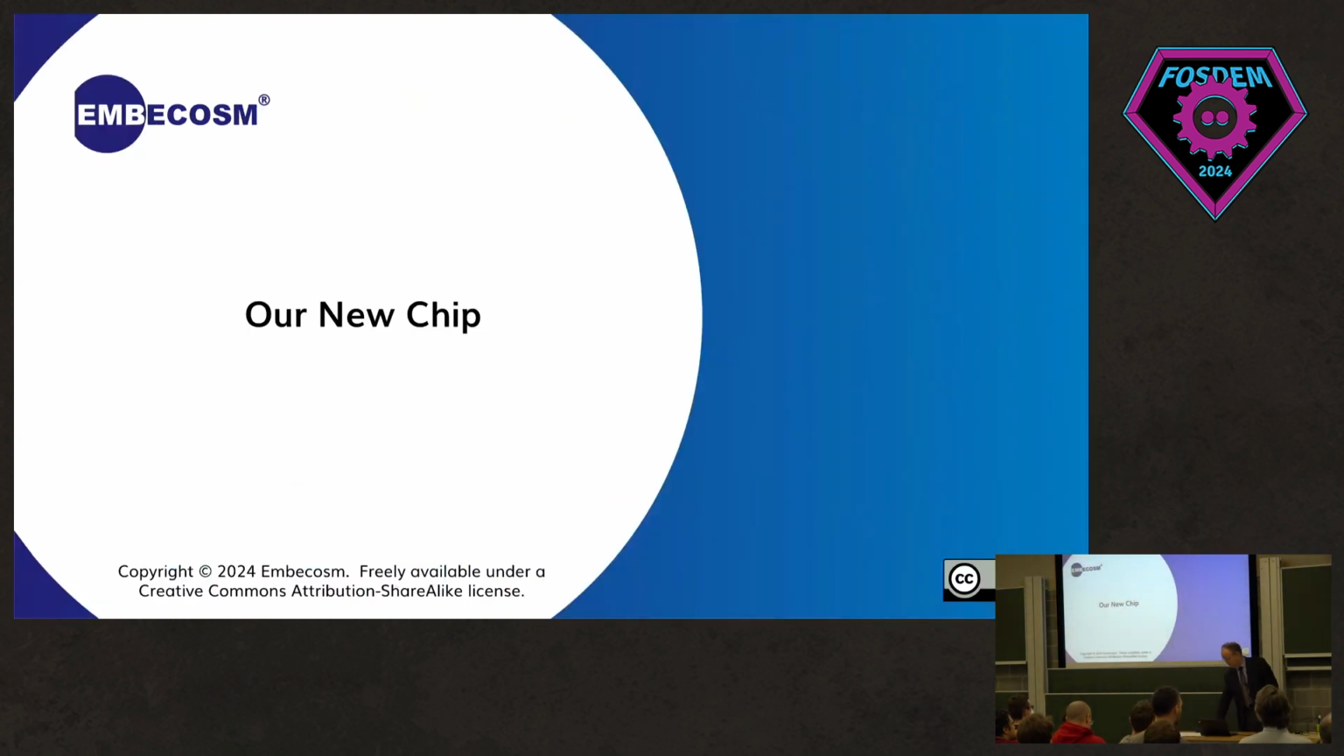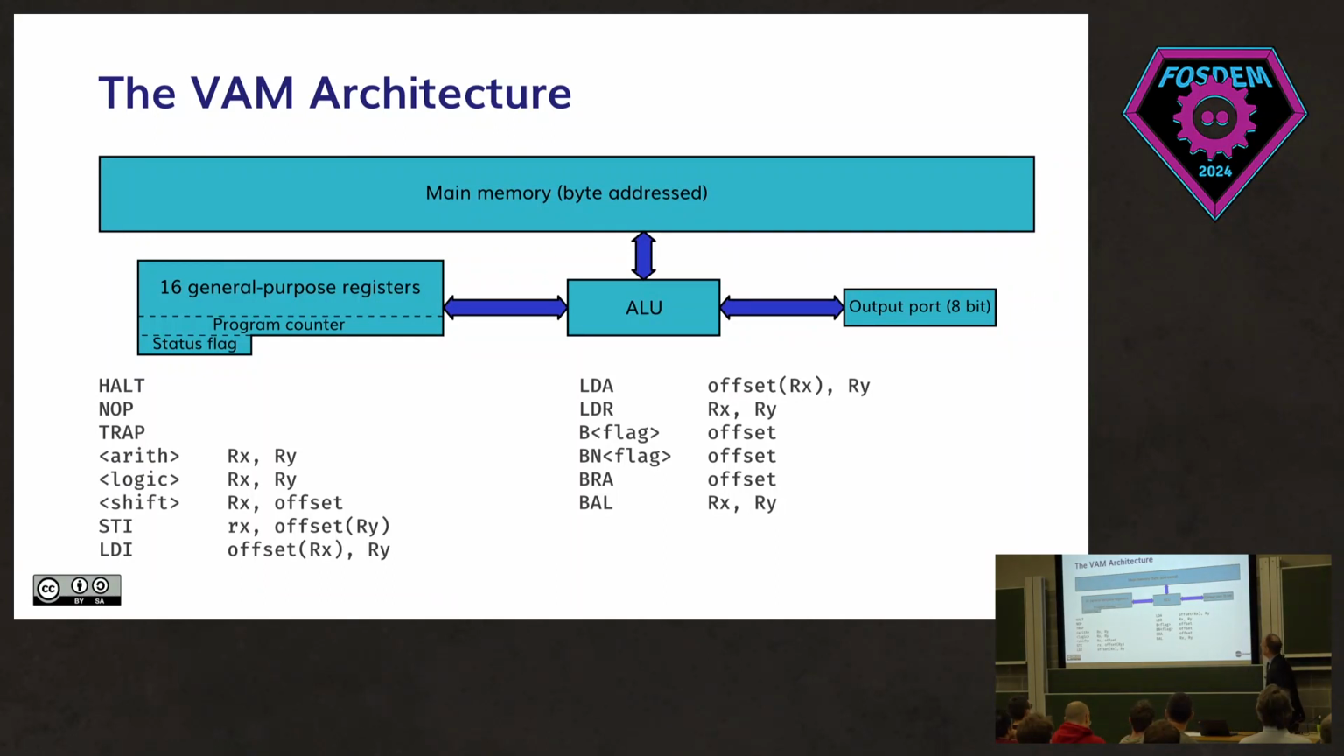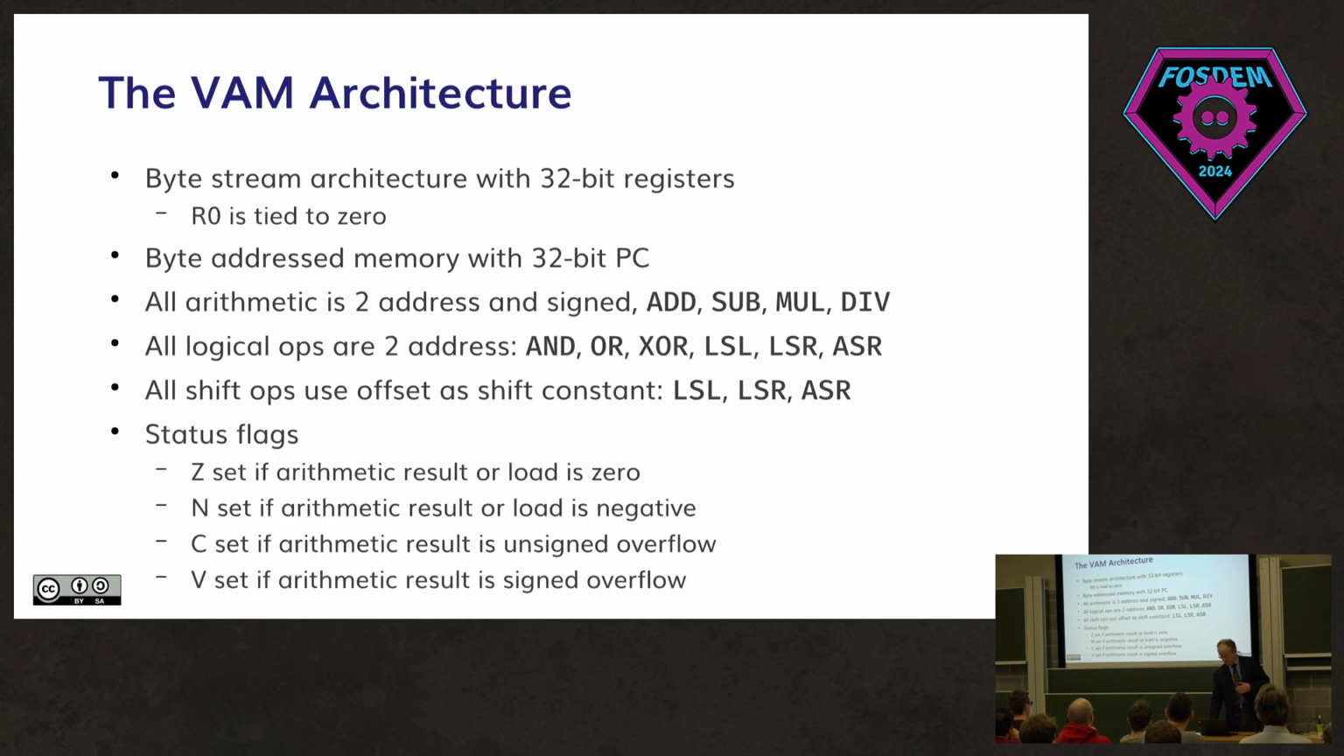So, we've got a new chip. Our new chip is an entirely fictional architecture. It's taken from my textbook that I showed earlier. And it's a simple byte stream architecture used just as a target you can compile to for demonstrating how to write a compiler. So we've got arithmetic, we've got logic, we've got shifts, we've got the ability to store and load, and we've got some branching and a branch and link so we can do subroutine calls. And there's all the details of it, but we'll come back to that.